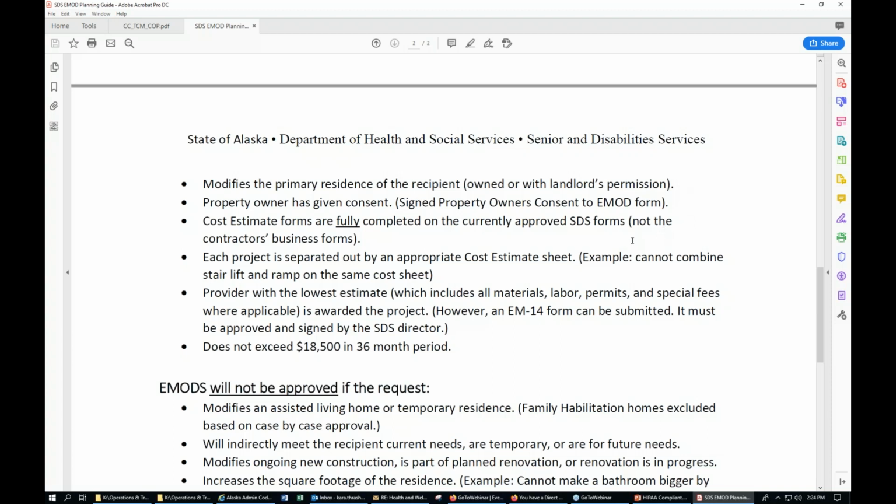The cost estimate forms are completed fully and on current forms, not the contractor's own business forms. We do see that sometimes. Has to be on the SDS forms, on our approved forms page. Each project is separated by an appropriate cost estimate sheet. Sometimes we do see, like in a contractor's mind, they want to kind of put everything together on one. That's not what we need. We need separate.